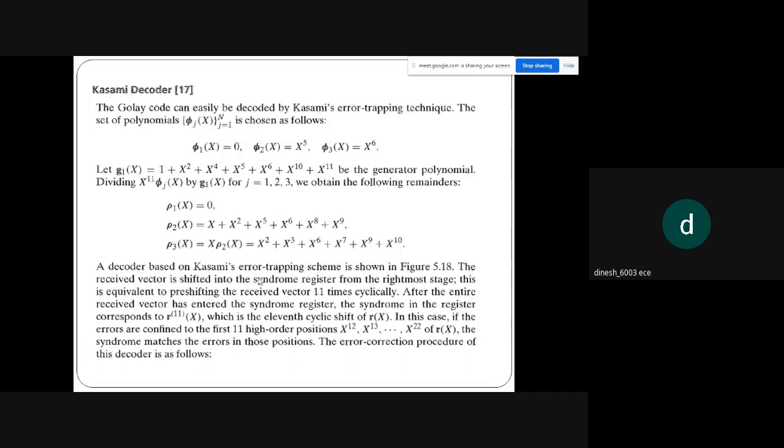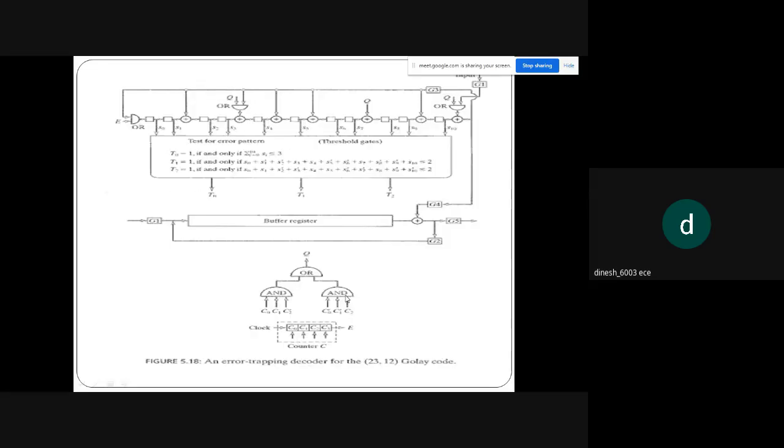So the maximum will be 11 here. You can see in the generator polynomial also, maximum is x power 11. Okay. So there will be 11 cyclic shifts or 11 shift registers. So right from s10, s9, s8, s7, s6, s5, s4, s3, s2, s1, and s0. So simply you can draw its logic by comparing them. Okay. So error trapping code.